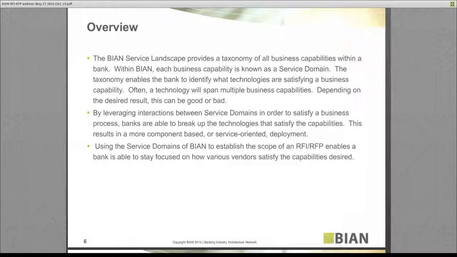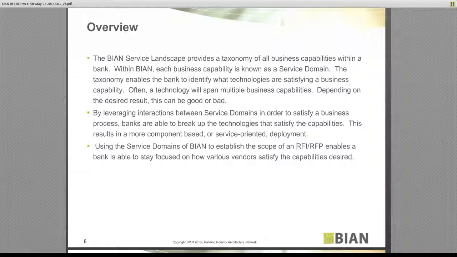Thank you, Hans. Good morning, everyone, or afternoon, depending on where you're located. What I thought I would do is start off with a little bit of contextual overview, a little bit around some BIAN terminology so that we're all speaking the same language as we go forward, and then dive into a little bit more about how PNC has leveraged the service landscape, as Hans mentioned, from an RFI RFP perspective.